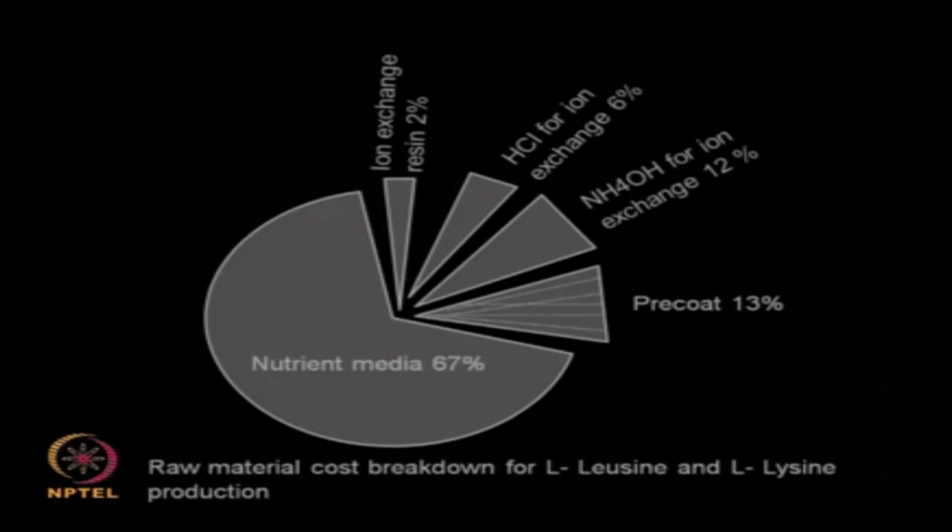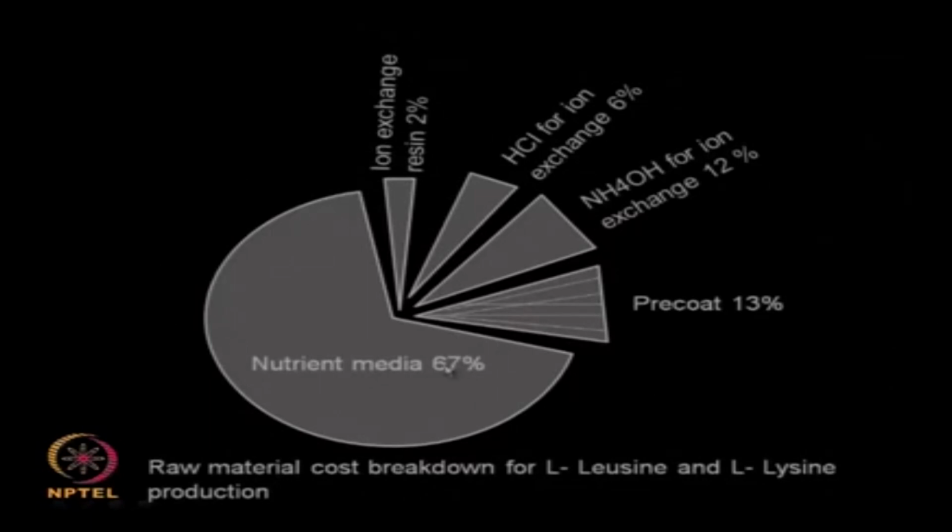A typical nutrient media will contain a carbon source, a nitrogen source, micronutrients, salts, metals and so on. So if you can reduce the usage of them, obviously you can impact this cost. Next comes the use of ion exchange ammonium hydroxide. So if you can reduce the usage of ammonium hydroxide, obviously you can impact here. Next is again hydrochloric acid, which we use in the ion exchange for regenerating the ion exchange. So if we can reduce the usage of HCl, you can impact on this particular cost.